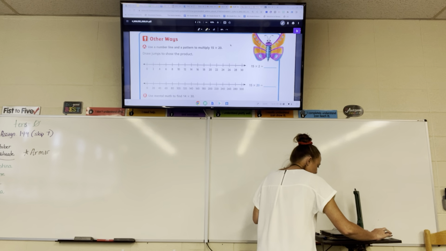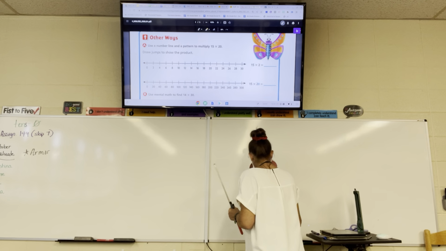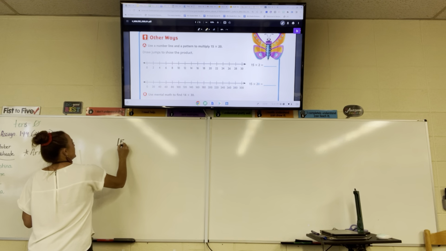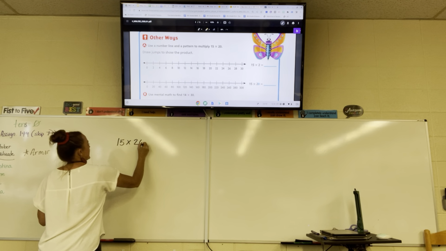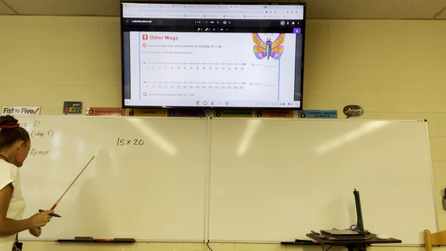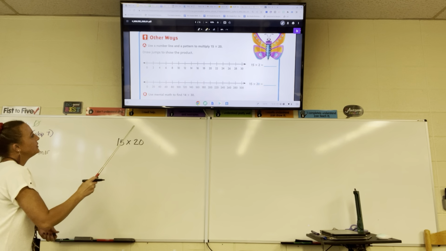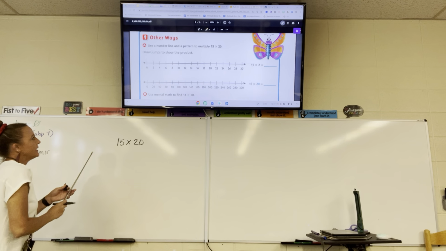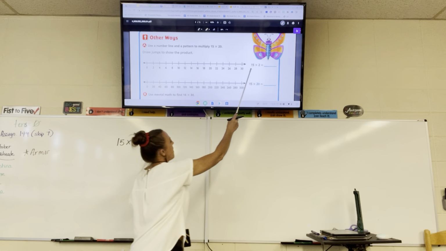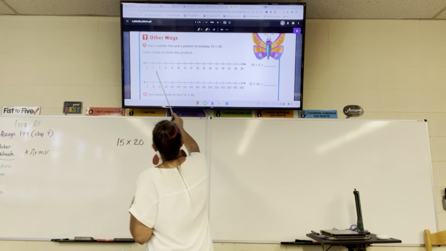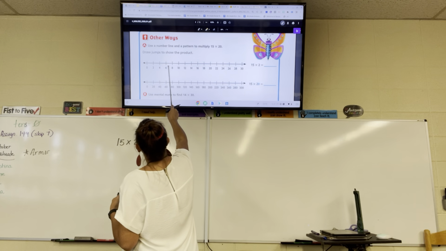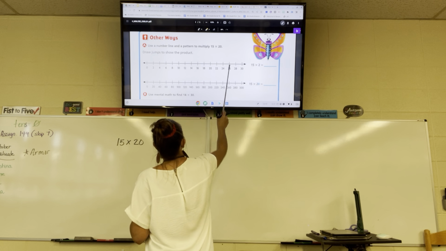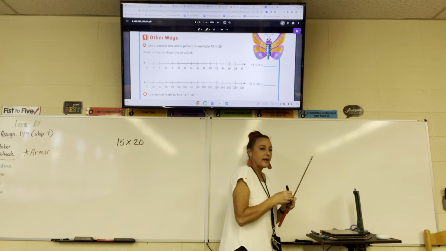We can also use a number line. So on this one, what they're having us do is multiply 15 times 20. So we start by dropping off that zero and making a number line for 15 times 2. Do you see what they're counting by on the number line? Yes. What are they counting by? Twos. Okay, they're counting by twos.